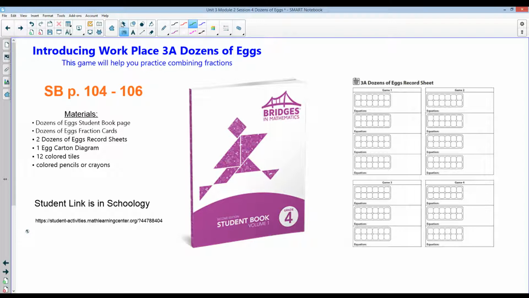Okay, so we're going to go into working with Workplace 3A, dozens of eggs. This game will help you practice combining fractions. All right, so you're going to need your student book with the Running Man. It's on pages 104 and 105. Your fraction cards and all this stuff should be there. What we're going to use is that Schoology link called Dozens of Eggs.